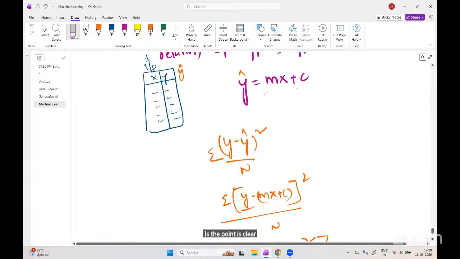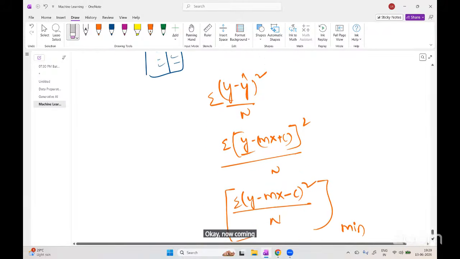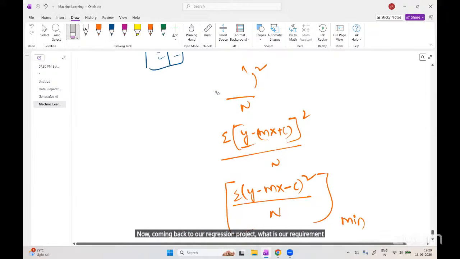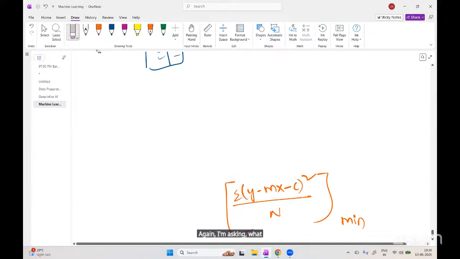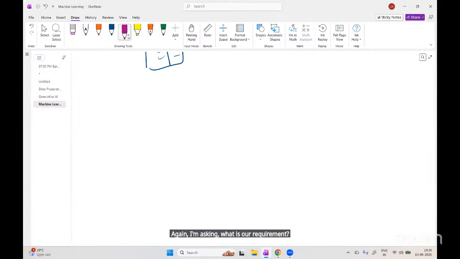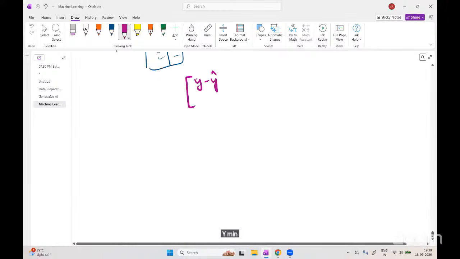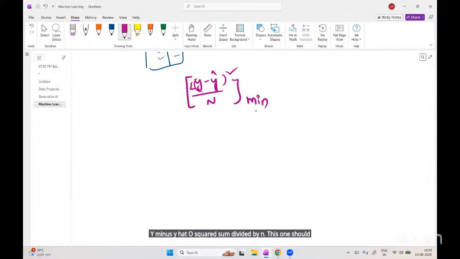So similarly, now coming back to our regression project, what is our requirement? Again, I'm asking, what is our requirement? Identify the best equation which has given the least error for the prediction. That is the requirement. Is the first requirement clear now? Least error means what error? Sum of (y minus y hat) whole square divided by n. This one should be minimum. Is this clear now?